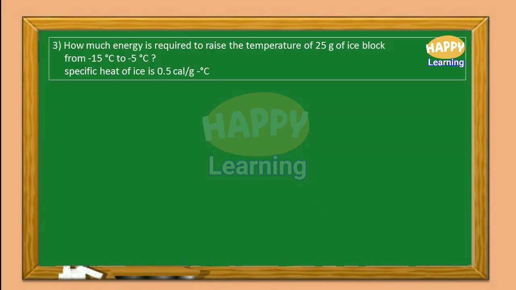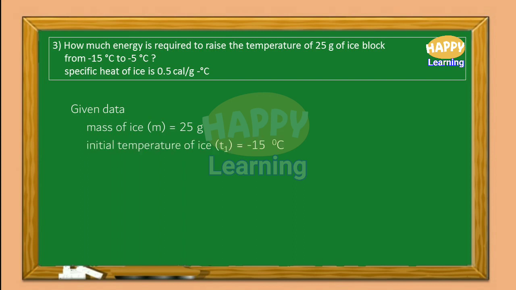Problem number 3. How much energy is required to raise the temperature of 25 grams of ice block from minus 15 degrees Celsius to minus 5 degrees Celsius? Given specific heat of ice is 0.5 calorie per gram per degree Celsius. Given data. Mass of ice M is equal to 25 gram.